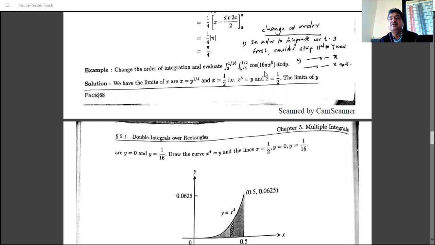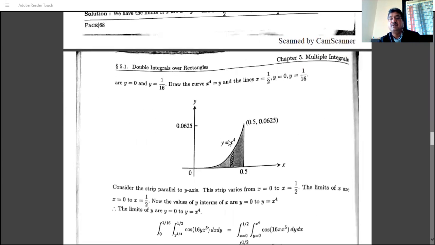In order to change the order of integration, draw the figure. Here x is y raised to 1/4 and x is 1/2. So x = y^(1/4), that is y = x^4, and x = 1/2. The curve y = x^4 looks like a parabola, but its vertex is not at 0,0. It is not an actual parabola, so y = x^4 is this figure.